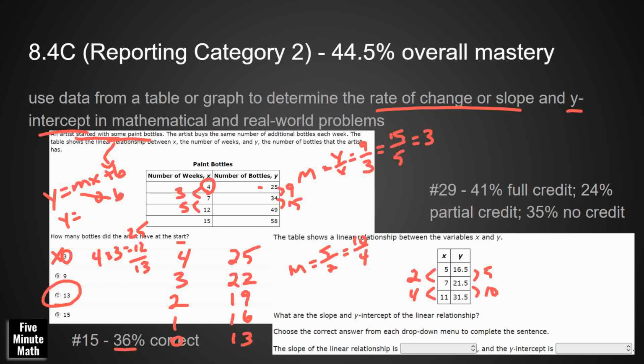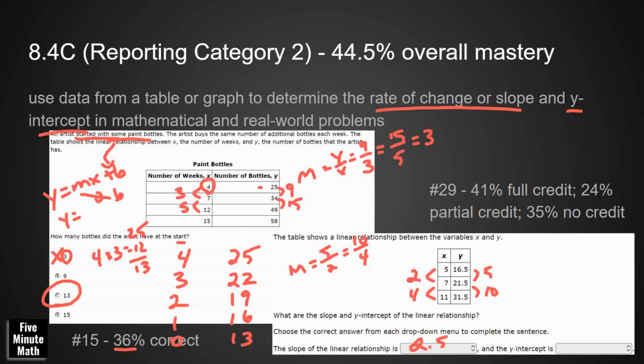Right, so either of those work. We can list that as 5 halves, or if we're going to stick with the decimal theme that we have, let's just make that 2.5. And then what is my y-intercept? Well, if it's 2.5, we can do what we did here.